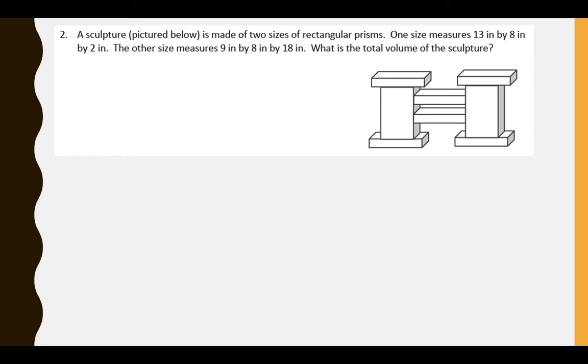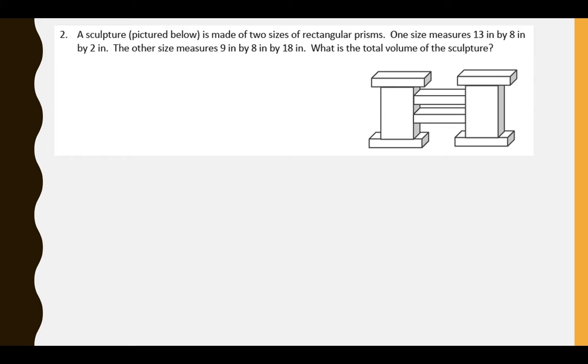All right, we're going to work on number 2. Number 2 says a sculpture pictured below is made of two sizes of rectangular prisms. One size measures 13 inches by 8 inches by 2 inches, and the other measures 9 inches by 8 inches by 18 inches. What is the total volume of the sculpture?